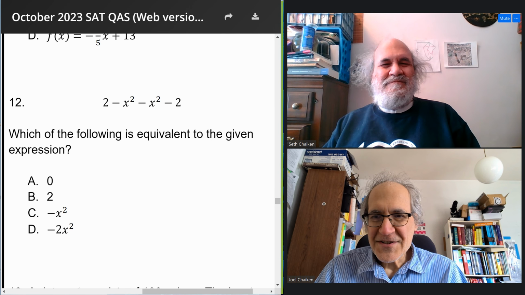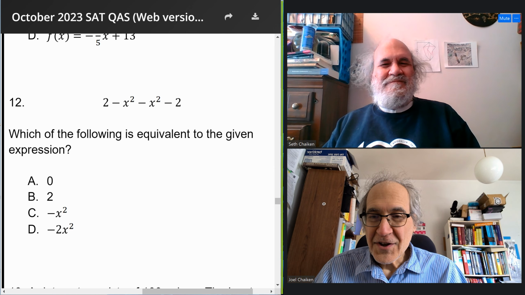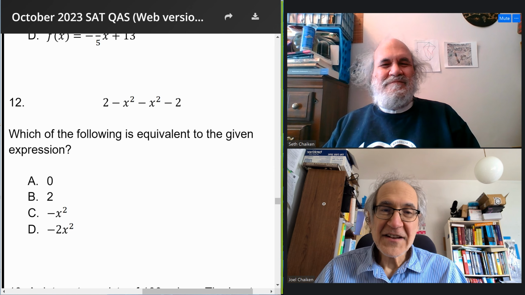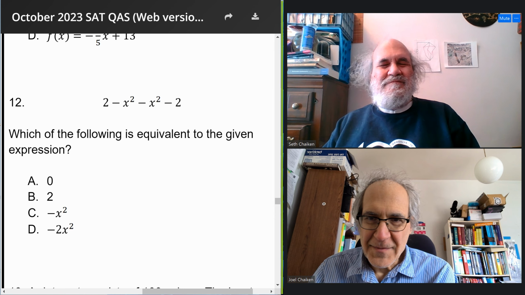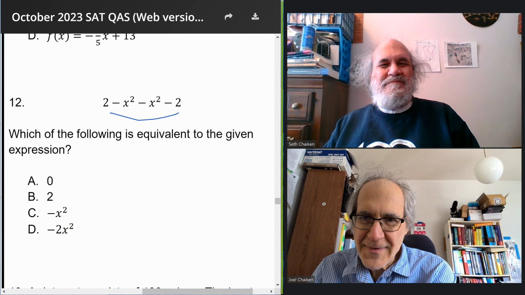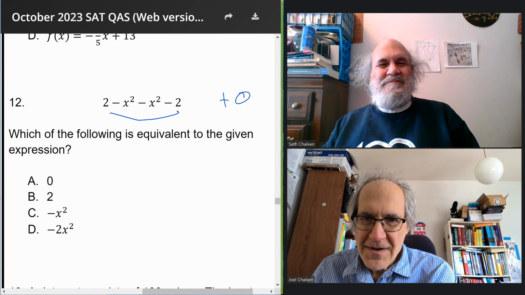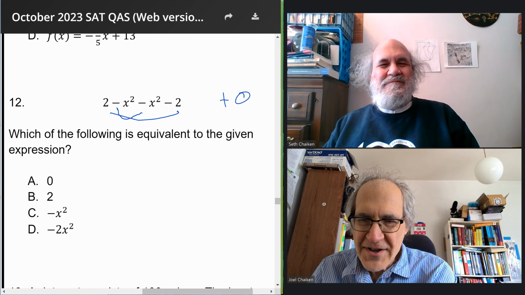Which of the following is equivalent to the given expression? Well, you would combine the like terms and get the answer. They're trying to play with you with some of the notation, but you just go slow. 2 minus 2 is 0, and negative x squared minus x squared is negative 2x squared.